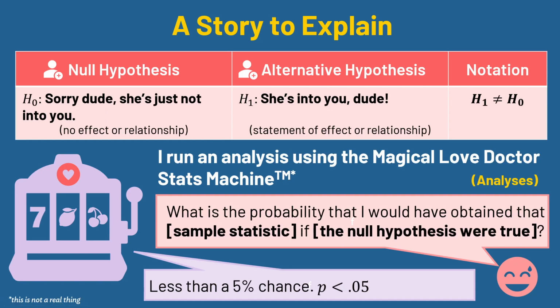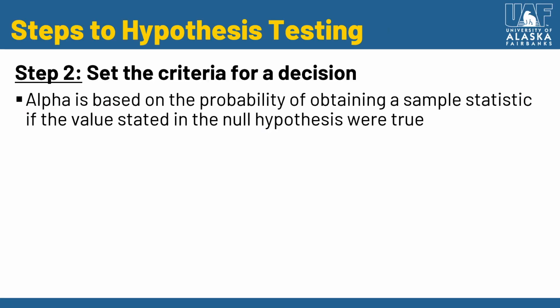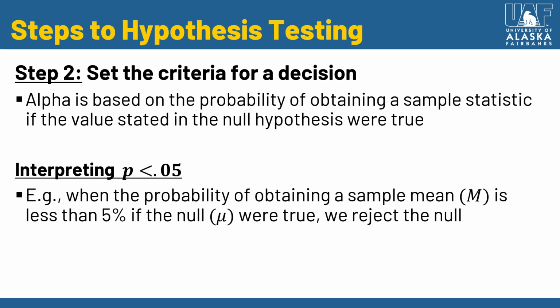Right, so hopefully that helps. We'll come back to this. That's kind of my brief way to explain these. And so that alpha, in this case that criterion, that 0.05, is based on the probability of obtaining a sample statistic if the values stated in the null hypothesis were true. Right, that's what we just walked through on the previous slides.